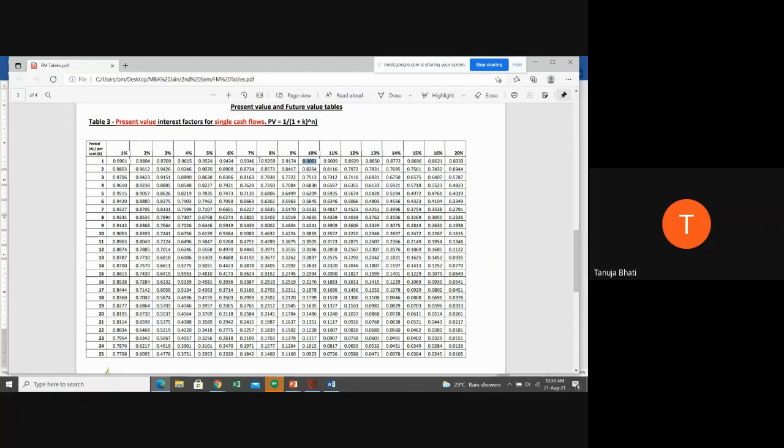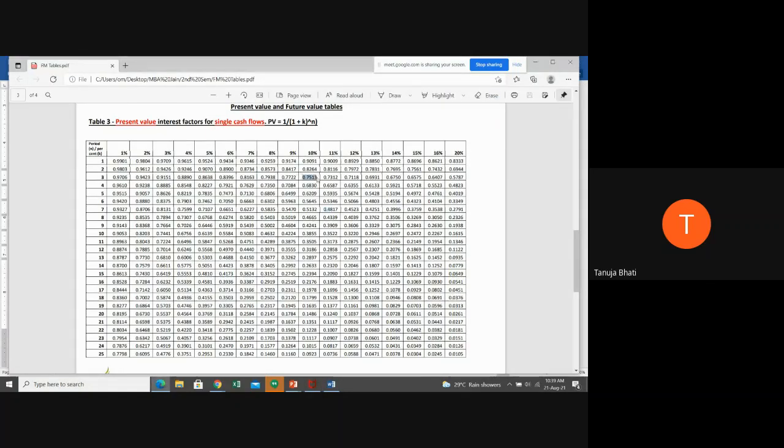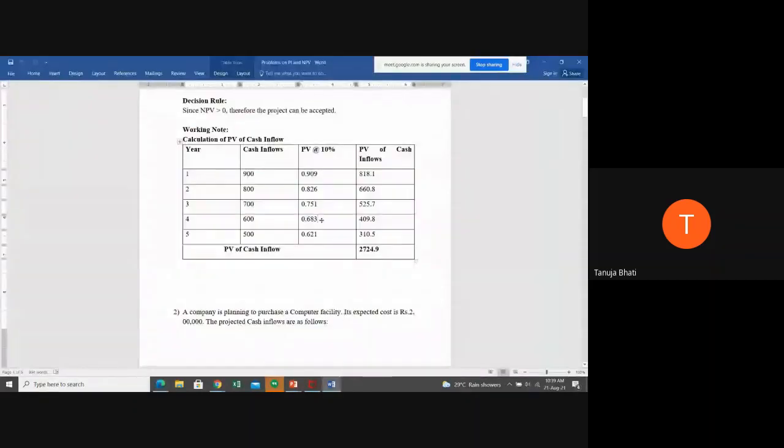For the second year, what is it? 0.8264. So I've written 0.826. I have put only 3 digits after the decimal. Similarly, 10% for 3 years is 0.7513. For the fourth year, it is 0.6830, and for the fifth year, it is 0.6209. So I have written these PV factors from table number 3, since it is a single cash flow each year. First year, you're getting only 900 rupees for the entire year. Second year, you're getting only 800 rupees at the end of the year. Therefore, you're using single cash flow.